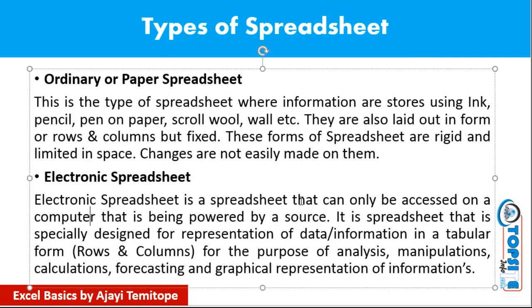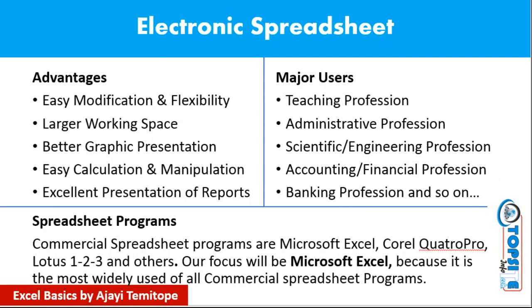An electronic spreadsheet, on the other hand, is a spreadsheet that can only be accessed on a computer that is powered by a source. It is a spreadsheet that is specially designed for representation of data or information in a tabular form, rows and columns, for the purpose of analysis, manipulation, calculation, forecasting, and graphical representation of information. With an electronic spreadsheet, you are sure of getting a better result than doing it manually on paper. Editing or updating of data is better with an electronic spreadsheet. So let's basically look at the advantages of an electronic spreadsheet over an ordinary spreadsheet. It talks about easy modification and flexibility. Then we also have large workspace. Then we have better graphic presentation, easy calculation and manipulation, and excellent presentation of reports. All these are advantages that it has over a manual spreadsheet.